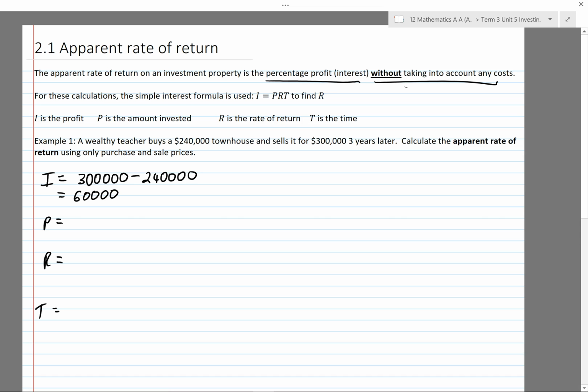How much did they invest? Well, the property cost them $240,000. What's the rate of return? Well, that's what we're trying to find. And how long was it for? 3 years. So I'll write my formula and then substitute in the values.